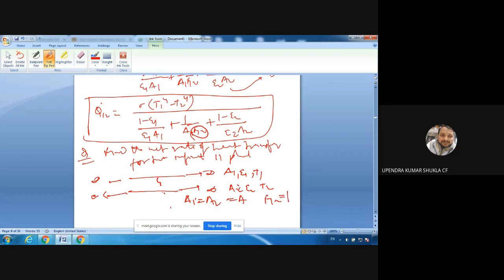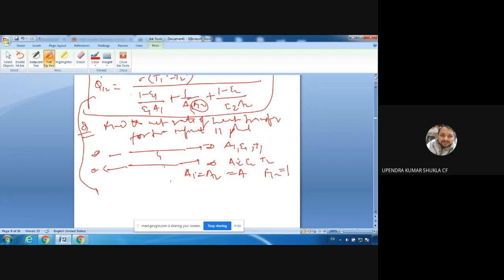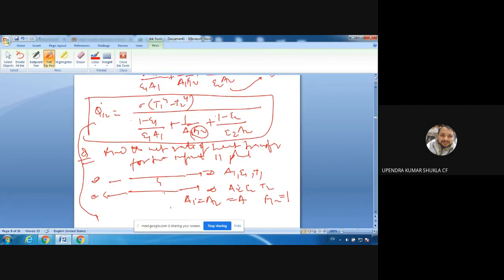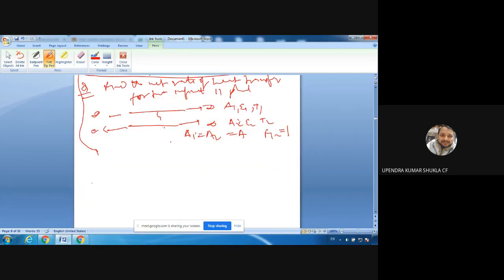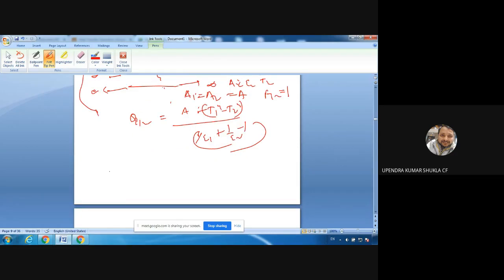So F12 is 1. It means this equation will reduce to sigma (T1 to power 4 minus T2 to power 4) divided by (1 minus epsilon 1) upon epsilon 1 A, plus 1 upon A F12 with F12 equal to 1, plus (1 minus epsilon 2) upon epsilon 2 A. Once you solve this, by simplifying you will get Q12 is equal to A sigma (T1 to power 4 minus T2 to power 4) divided by (1 upon epsilon 1 plus 1 upon epsilon 2 minus 1). That's how you get it.